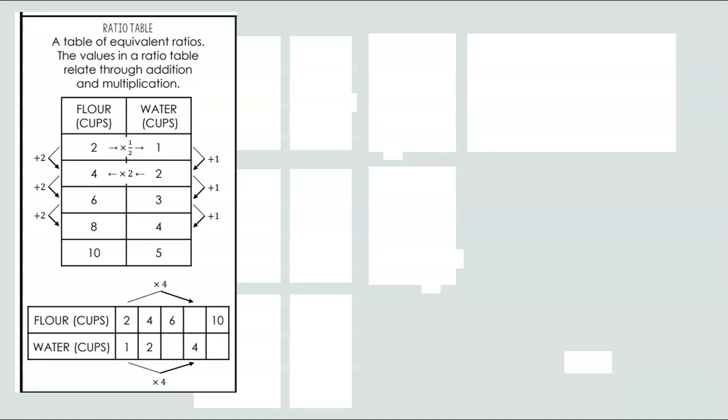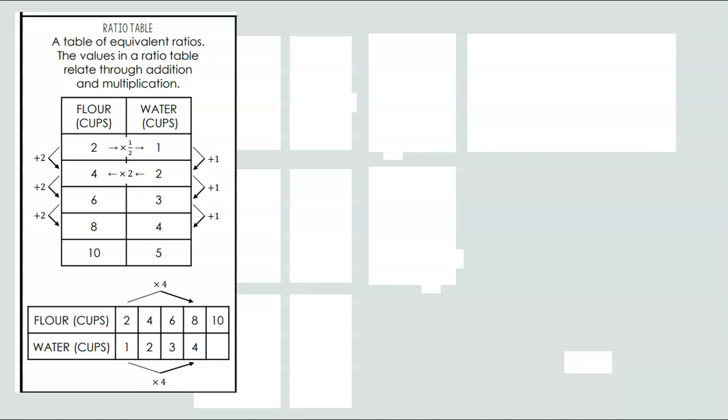Moving across the table, we have 6 cups of flour missing the water. Well, the relationship from 2 to 6 is times 3. So 1 times 3 gives us the missing value of 3. If we look at the 4 cups of water, we're missing the flour. Well, the relationship from 1 to 4 is times 4, so we do the same thing on the top. 2 times 4 gives us the 8. You need to keep the relationships equal, doing the same thing to both parts of the ratio.